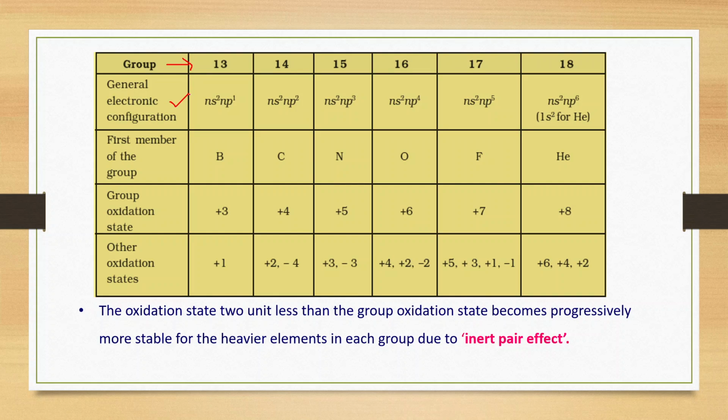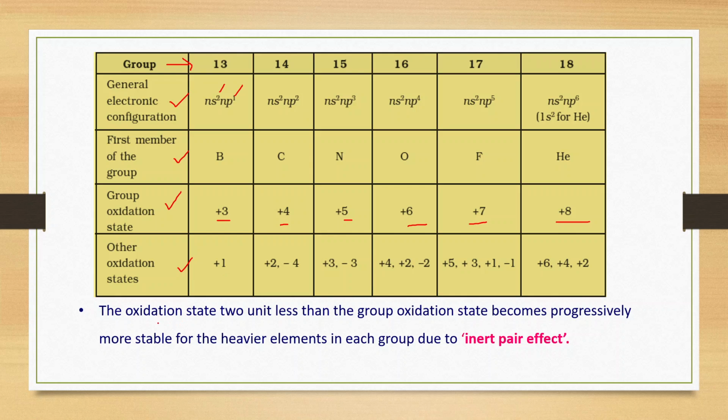This is the general electronic configuration of the outermost shell. These are the first members of the groups: boron, carbon, nitrogen, oxygen, fluorine and helium. Group oxidation state is plus 3, since the number of valence electrons is 2 and 1, so this is 3. In the same way, this is plus 4, plus 5, plus 6, plus 7, plus 8. Other oxidation states are these.